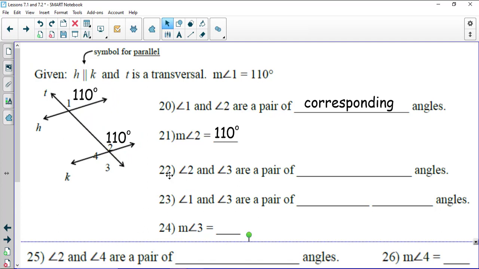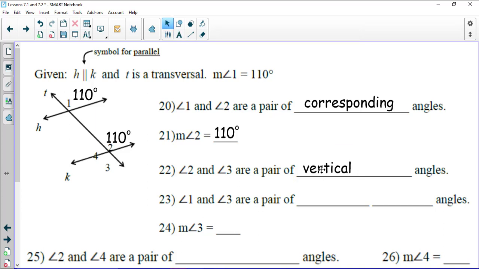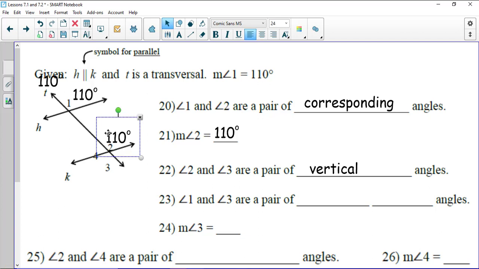So then it says angle 2 and angle 3 are a pair of blank angles. This is going to help us practice identifying different types of angles and finding those missing angle measures. Angles 2 and 3 are vertical angles. They're in that same grouping, but they're diagonal or across from each other. We also know that vertical angles are equal. So since angles 2 and 3 are vertical angles, I know that angle 3 is also going to be 110 degrees.